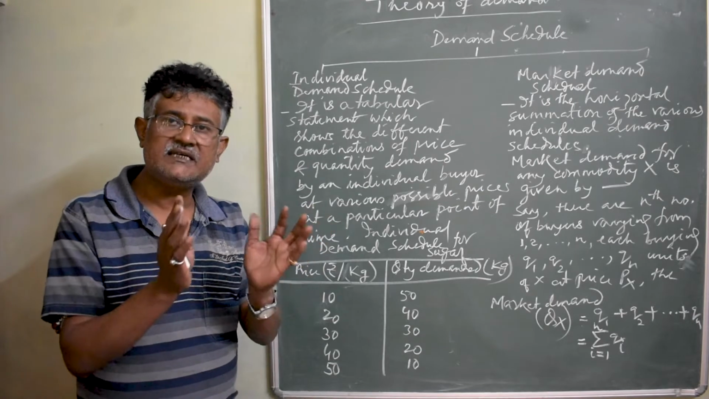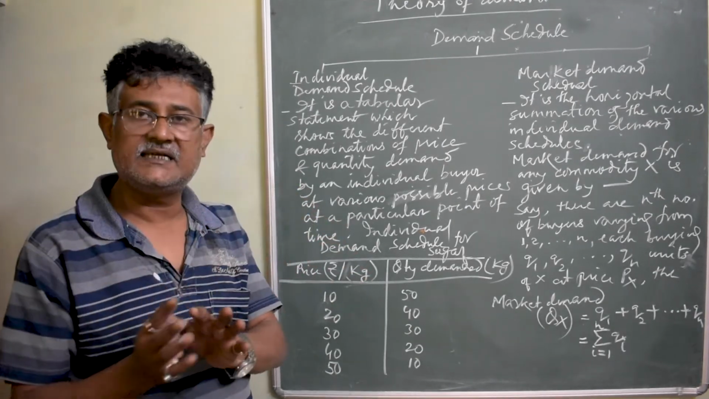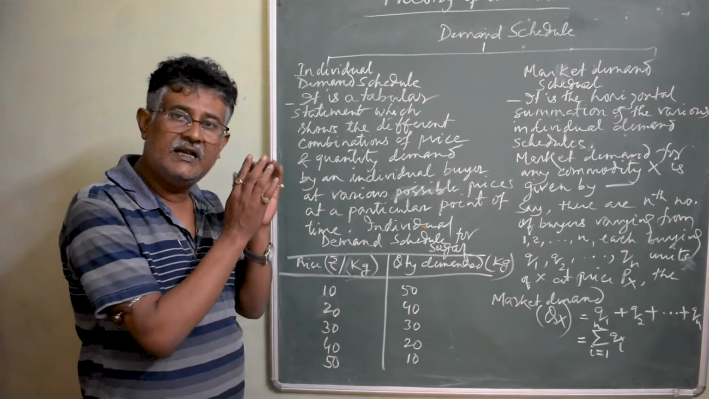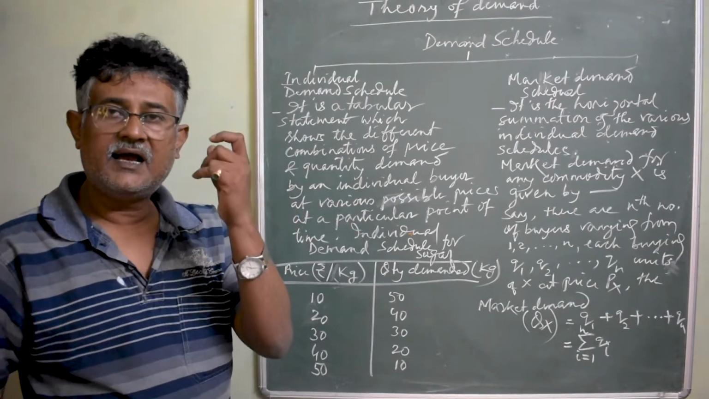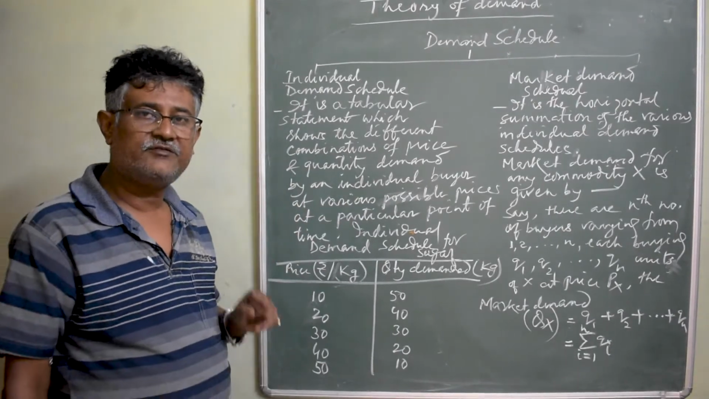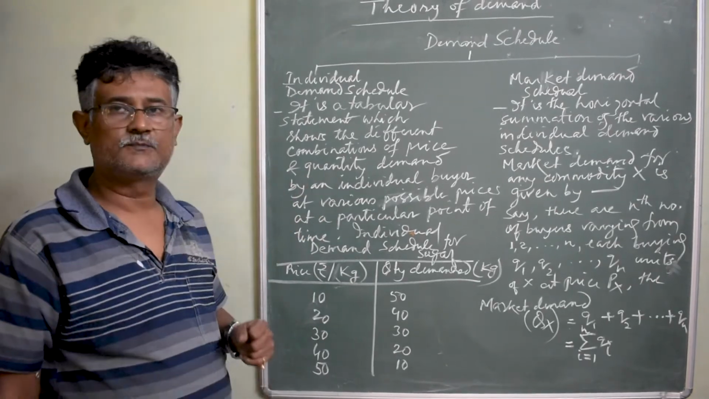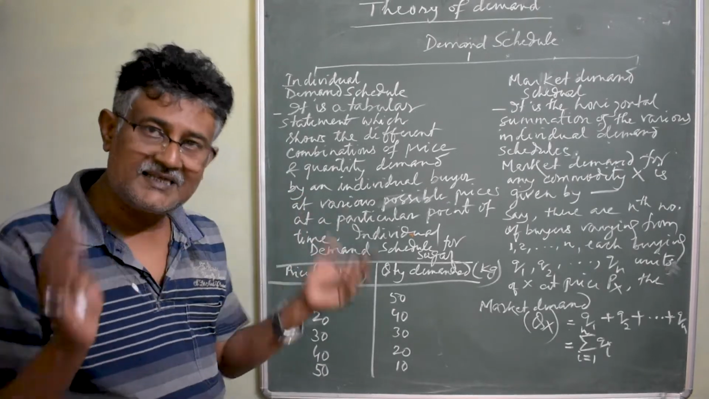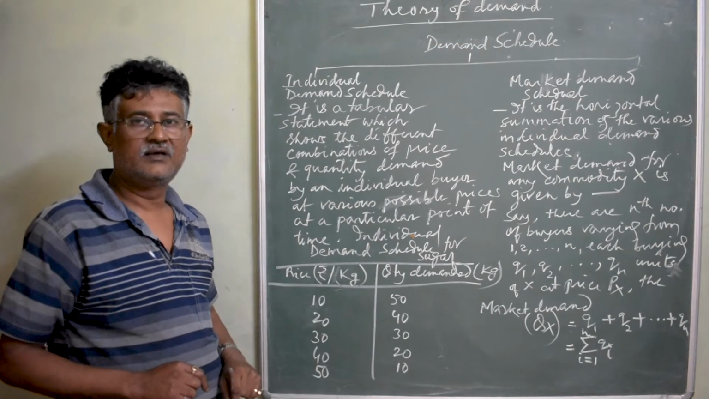So it shows the different combinations of price and quantity which an individual buyer will buy at different possible prices at a particular point of time. That is called the individual demand schedule. It expresses an inverse relationship between price and quantity demanded.